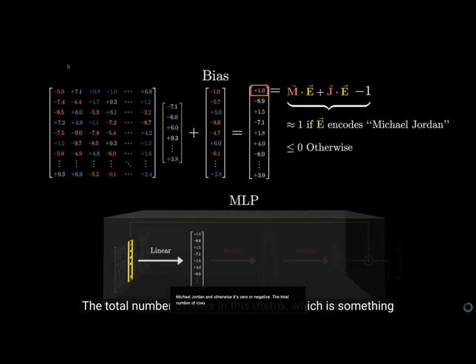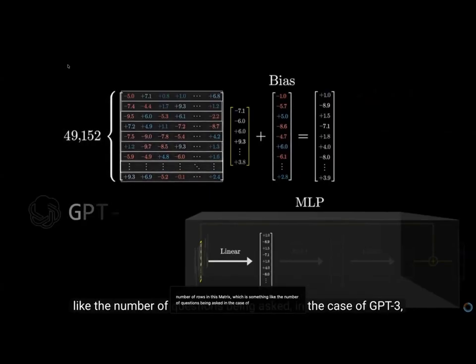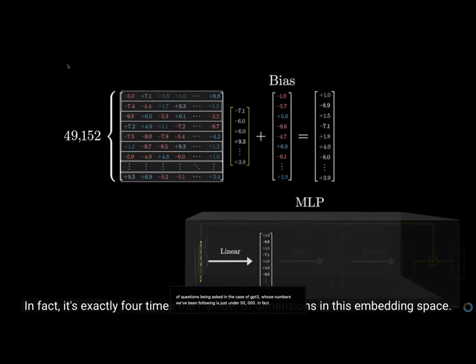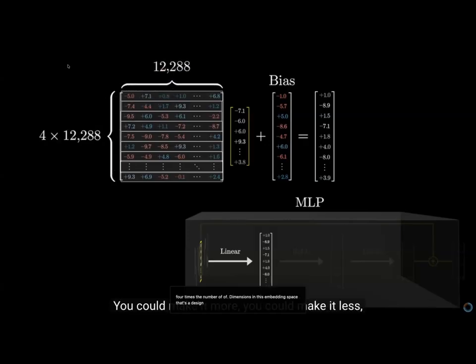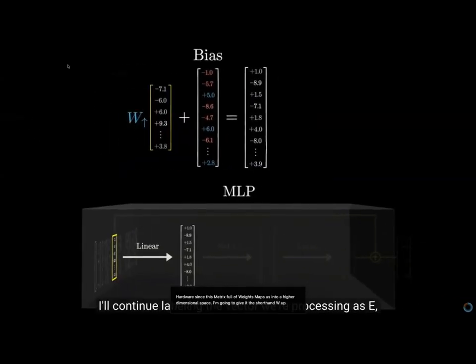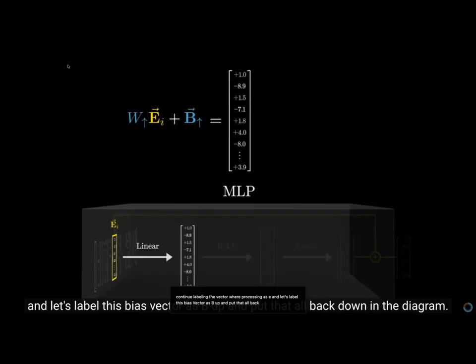The total number of rows in this matrix, which is something like the number of questions being asked, in the case of GPT-3, whose numbers we've been following, is just under 50,000. In fact, it's exactly 4 times the number of dimensions in this embedding space. That's a design choice. You could make it more, you could make it less, but having a clean multiple tends to be friendly for hardware. Since this matrix full of weights maps us into a higher dimensional space, I'm going to give it the shorthand W up. I'll continue labeling the vector we're processing as E, and let's label this bias vector as B up and put that all back down in the diagram.